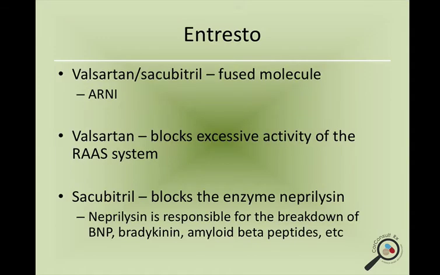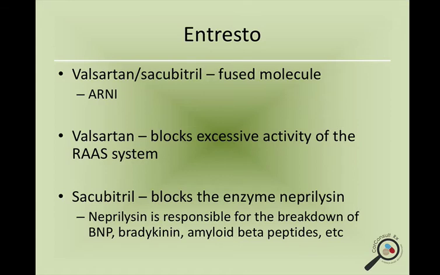So first off, what is Entresto? It is a combination product of valsartan and sacubitril. And it's not just your standard combination, it's actually a fused molecule, or a co-crystallized molecule. And so they give it a new term, they call it an ARNI, which is how it's represented in the guidelines, which is an angiotensin receptor neprilysin inhibitor.